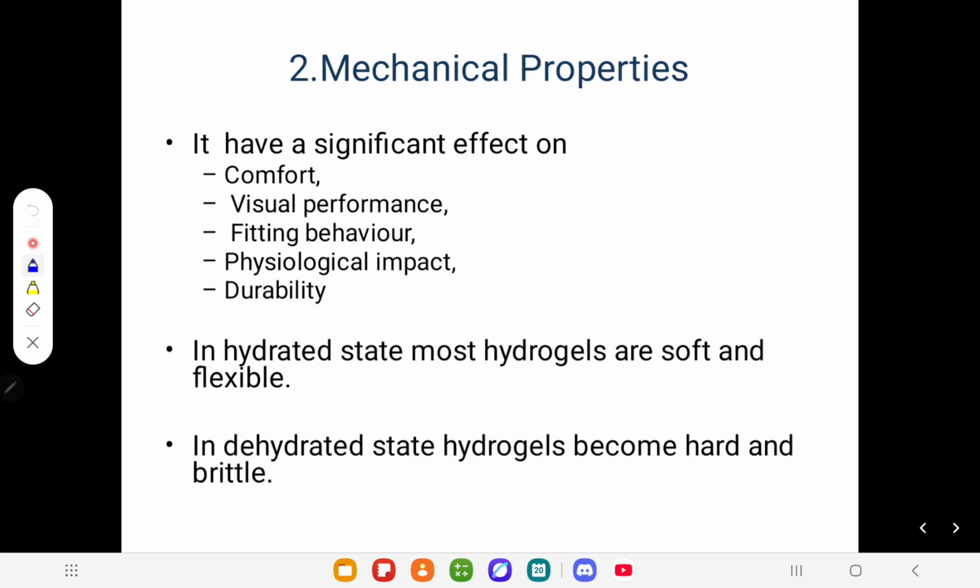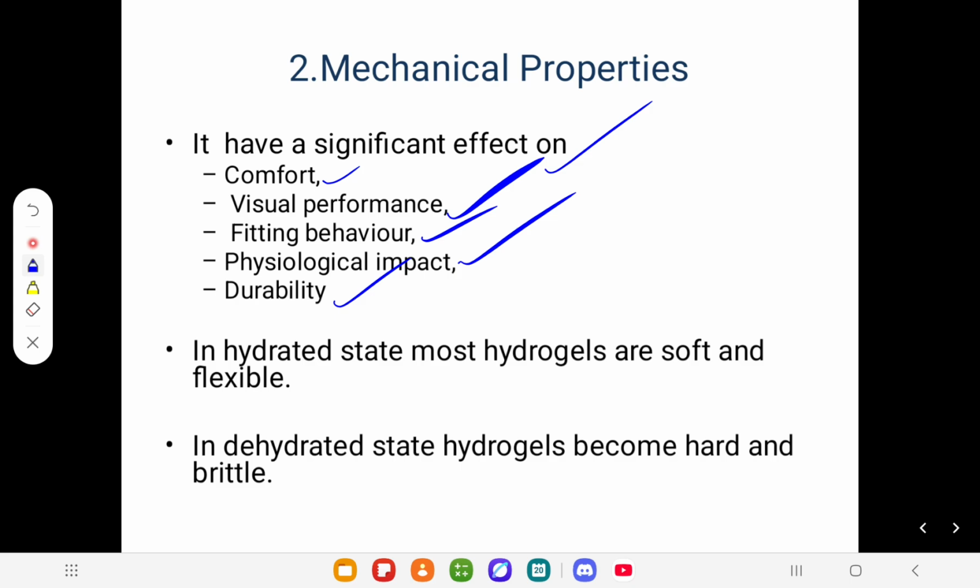So mechanical property means the main important mechanical property is physical strength, durability, impact, isn't it? So that's a mechanical property. It can significantly affect comfort; the harder the contact lens, the less comfortable, isn't it? Visual performance depends upon the mechanical property. If you blink and the contact lens wipes up very sharply, then definitely there is a problem. And fitting behavior is directly affected by the mechanical property. Physiological impact, yes. Durability also depends on it. The harder the contact lens, the chances are it is more durable, yes.